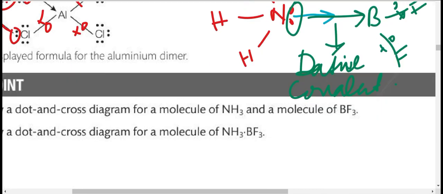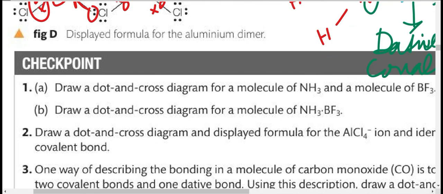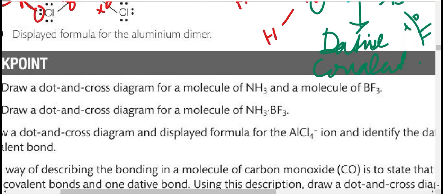Can we move on? So individually and overall you can draw. I've already drawn the structure.